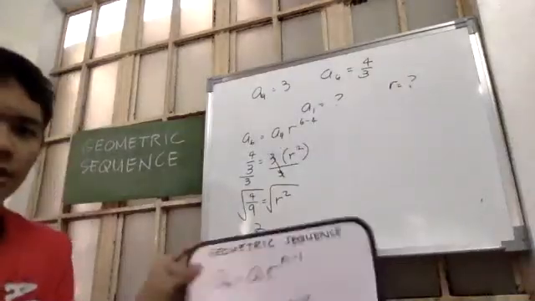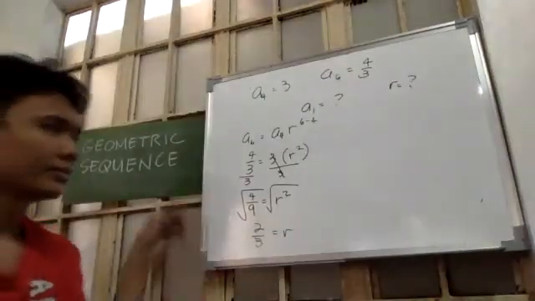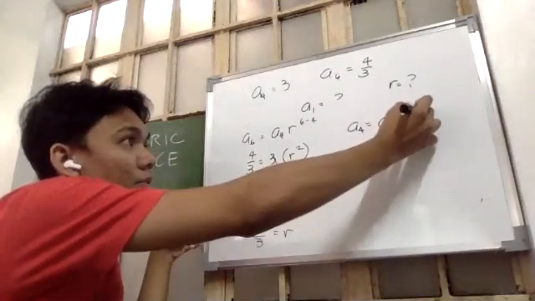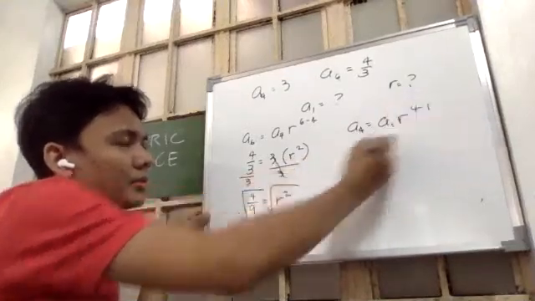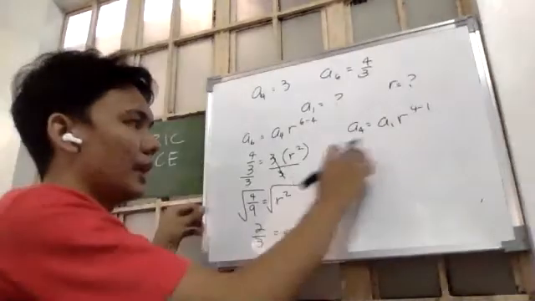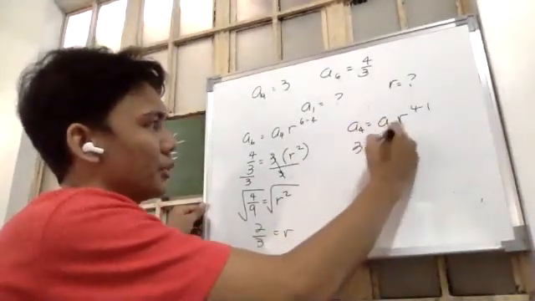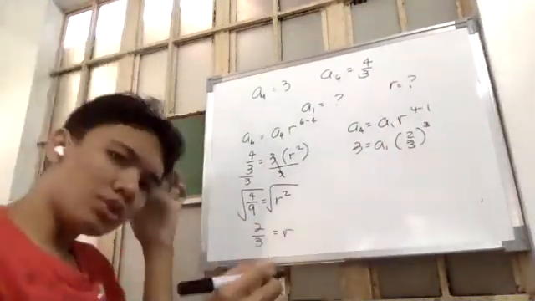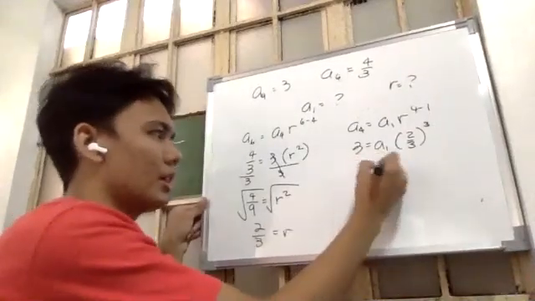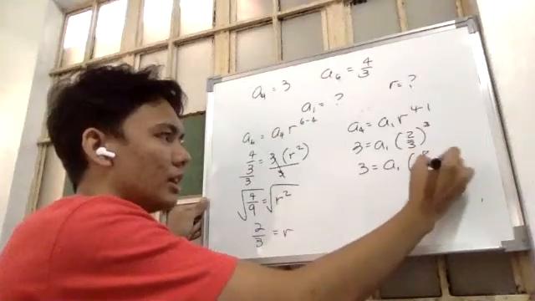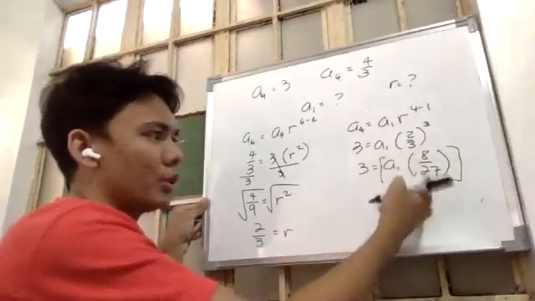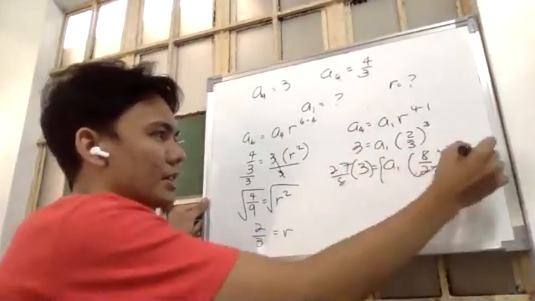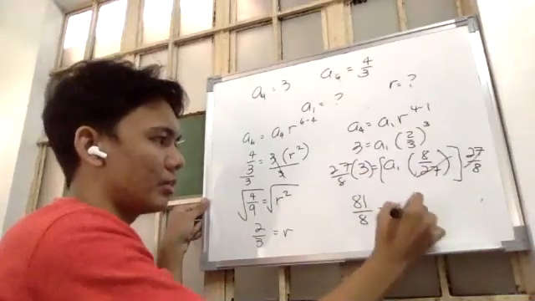Hanapin natin sa A sub 1 using the first formula. So, we have A sub 4 na lang gamitin natin. We have A sub 1 R raised to 4 minus 1. Okay? So, 4 minus 1. Now, substitute tayo, we have 3 is equal to A sub 1. Yung R natin is 2/3. 4 minus 1 is 3. So, 2/3 raised to 3 yan. Okay, so we have 3 is equal to A sub 1 times 8 over 27. Now, we multiply both sides by 27 over 8. Ngayon, this will cancel out. So, meron na tayong 81 over 8 is equal to A sub 1.